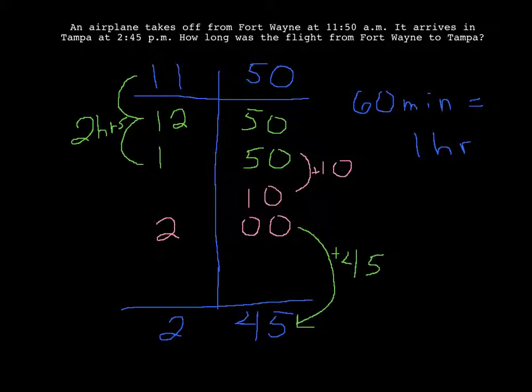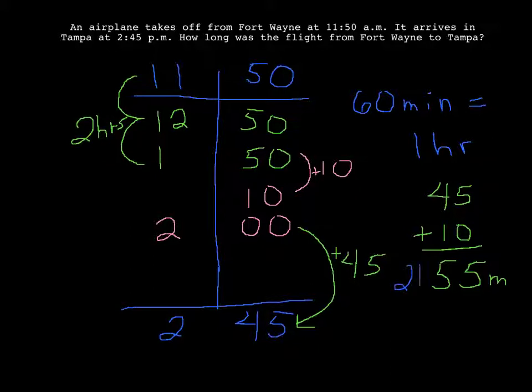Okay? Now if I take my minutes and I combine them, I'm going to do that right here. 45 plus 10 minutes equals 55 minutes. Okay? And if I take my hours, there's really nothing to combine because I already figured those out, that was 2 hours. I'm going to combine it over here, my 2 hours, and now I have it.